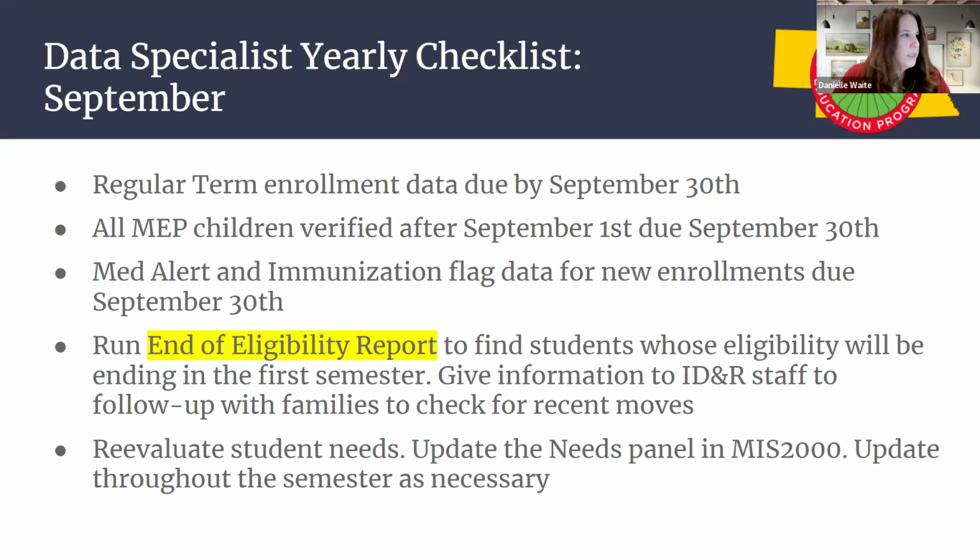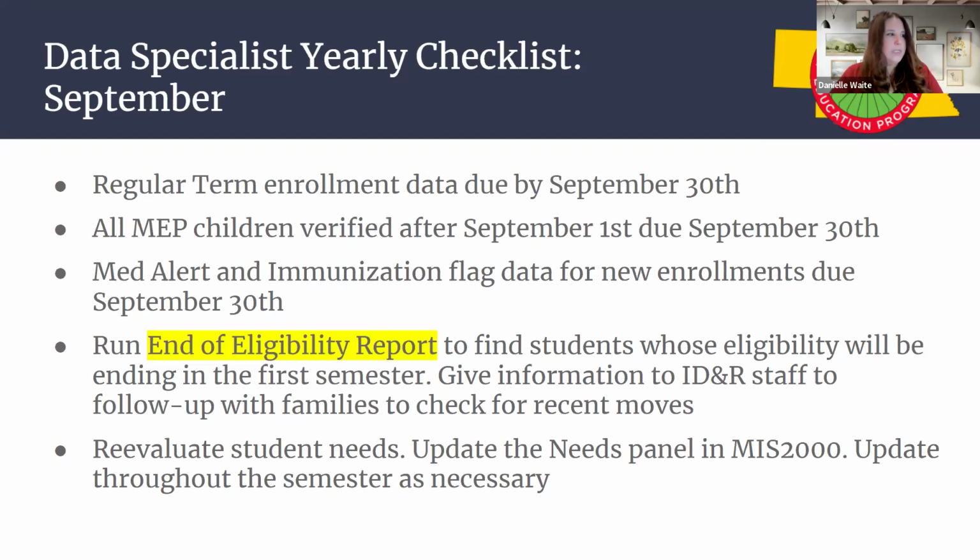And then this is a good time to run an end of eligibility report to find students whose eligibility will be ending in the first semester. And then you can give information to the IDNR staff to follow up with families, check for recent moves, and then do what you need to do in the database to end those enrollments or send out letters and make sure the family's notified.